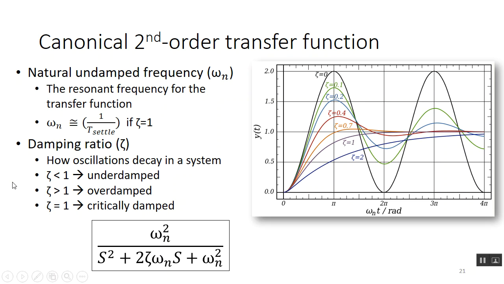So we can talk about it in terms of omega n, which is approximately equal to 1 over the settling time. So it goes 2 pi radians per second in 1 over t settle. You can see the zeta equals 1, critically damped, gets basically to 1 right at 2 pi.